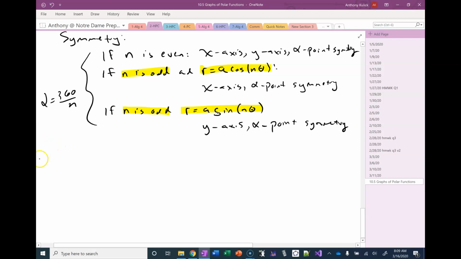So let's do an example here where we apply what we learned and then look at the graph on our calculator.